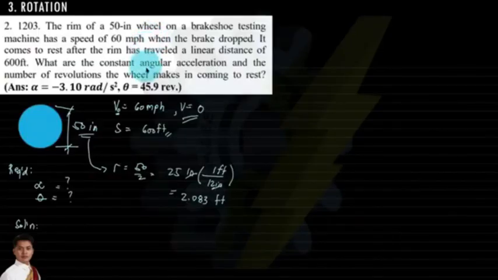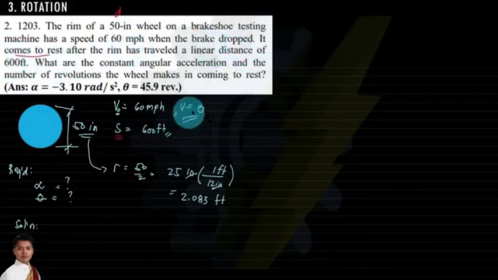From the book of Ferdinand Singer again, problem 12. The rim of a 50-inch wheel on a brake shoe testing machine has a speed of 60 miles per hour. So that is an initial velocity, or V sub O, when the brake drops. So meaning we have a rotating flywheel with an initial velocity of 60 miles per hour. The given here is actually a diameter, so this is D. It comes to rest after the rim has traveled a linear distance of 600 feet. So linear distance meaning that is our S. Then it comes to rest.